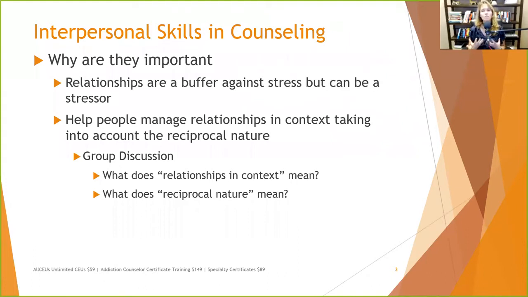And then what does reciprocal nature mean? Again, I put this out there and I encourage them to brainstorm what they think it might mean, and then we talk about it. If you're working with adolescents, you may have to do a little bit more definition of what some of this stuff is. But reciprocal nature is really what you give out often comes back.